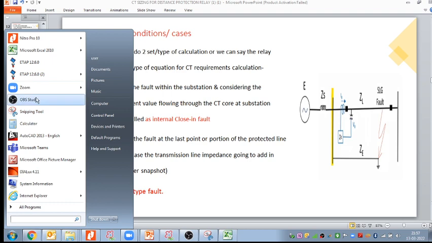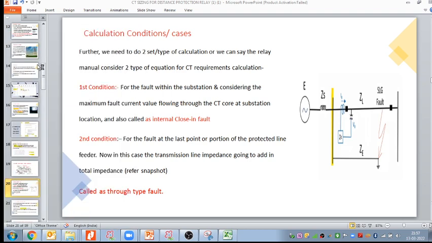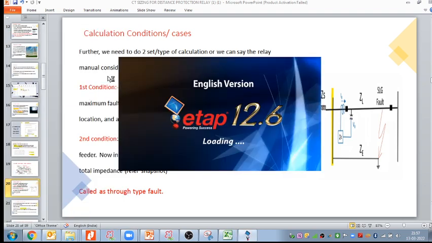Let me take, if I can take the ETAP also. Just give me one moment.